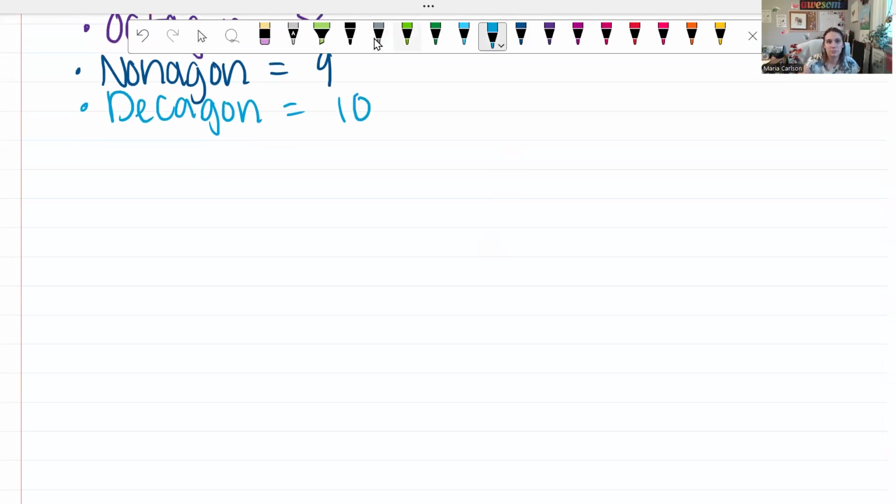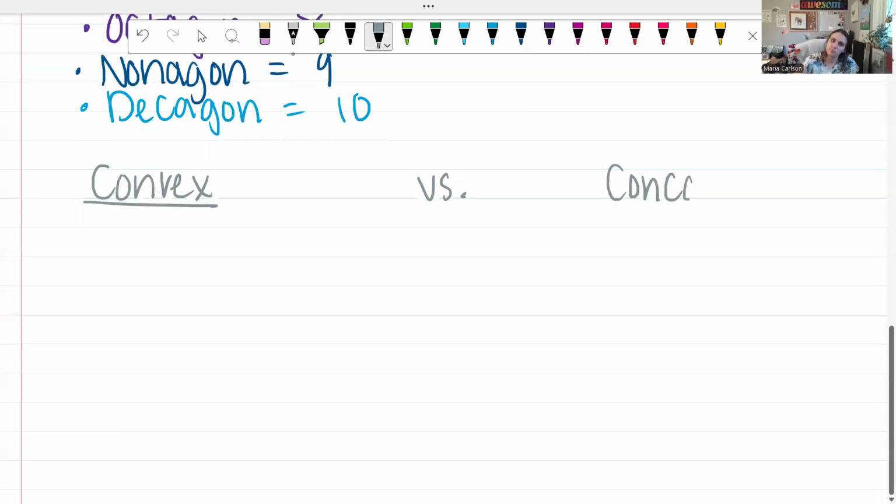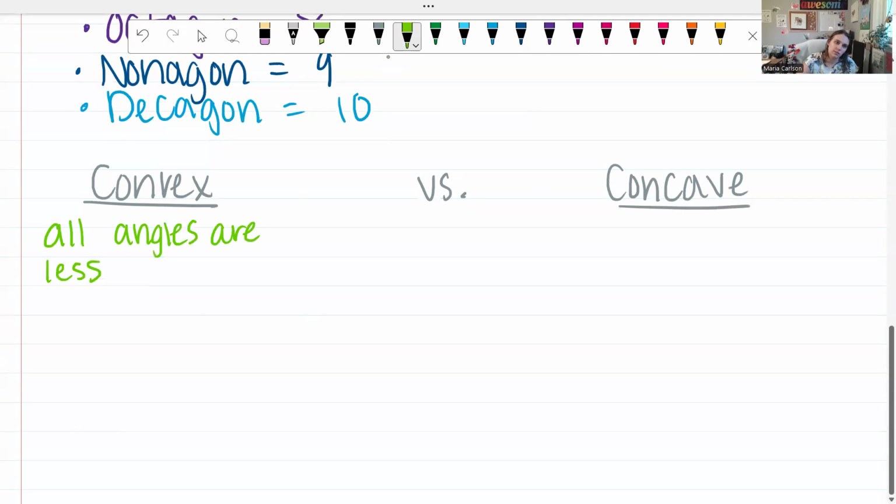Next, I want to talk about the difference between convex polygons versus concave polygons. So convex means really all of our angles are less than 180 degrees. That doesn't mean when I add them up together, it's less than 180 degrees. That means each angle is less than 180 degrees.